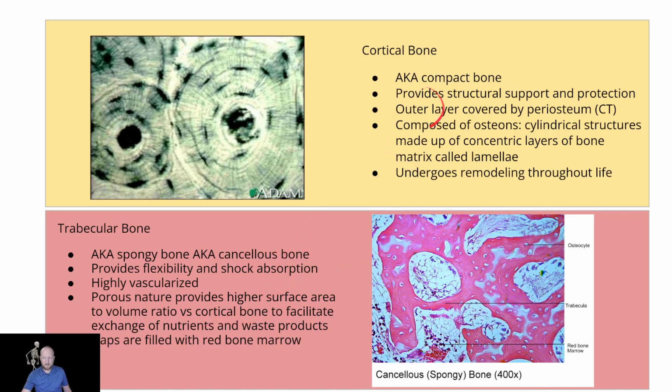So remember, cortical bone, that medullary cavity, all we're doing is storing yellow bone marrow. Here, we're actually creating products. We're creating all the red blood cells, all the white blood cells, all the platelets. So we need a much more efficient exchange of nutrients.